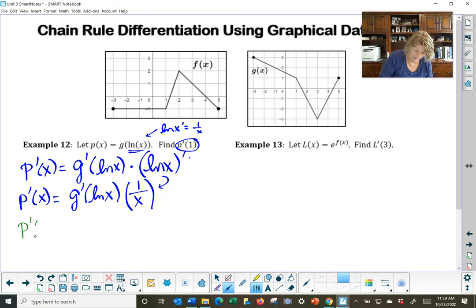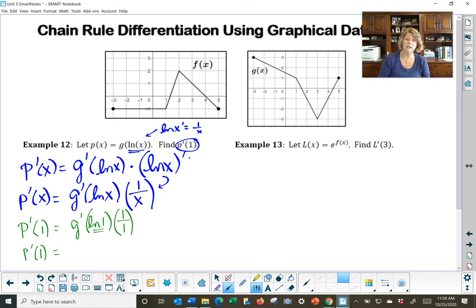So p prime of 1 will turn out to be g prime of natural log 1, which you should know what that evaluates to, and then 1 over 1. Okay, now this time you really do have to think, what is natural log of 1? If you don't know it, key it in your calculator right now, and then lock it in your memory. Natural log of 1 equals something.